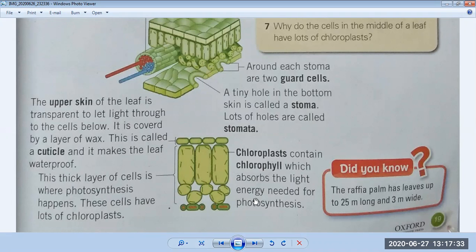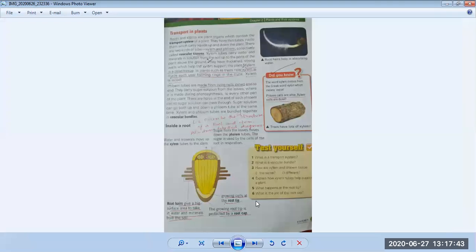Now you will see the Did You Know box in your book. The raffia plant has leaves up to 25 meters long and 30 meters wide. Now, I hope you understand it.